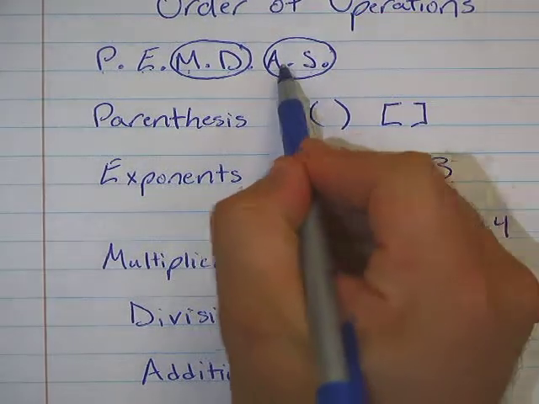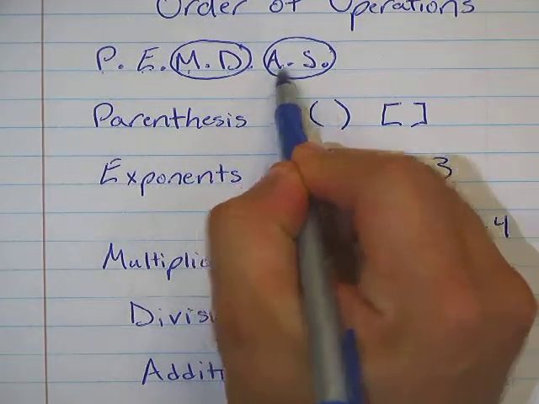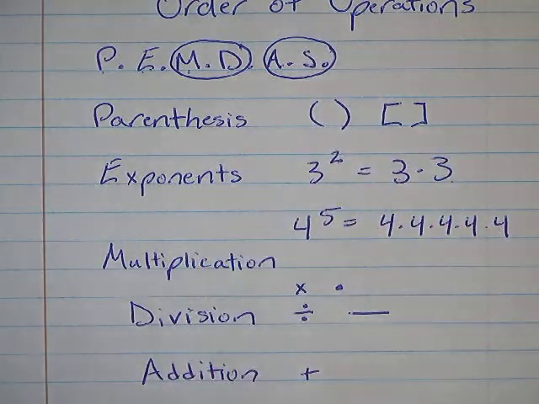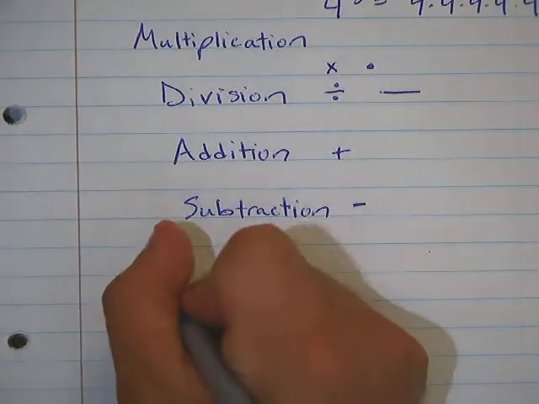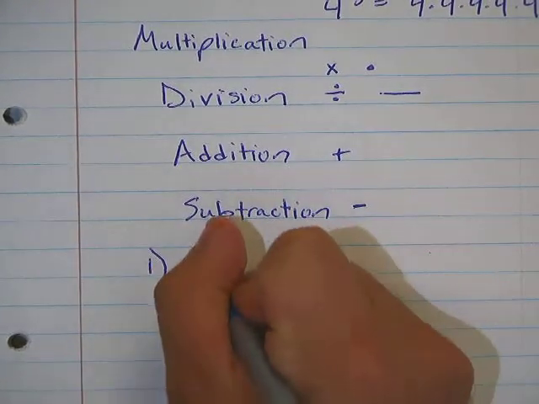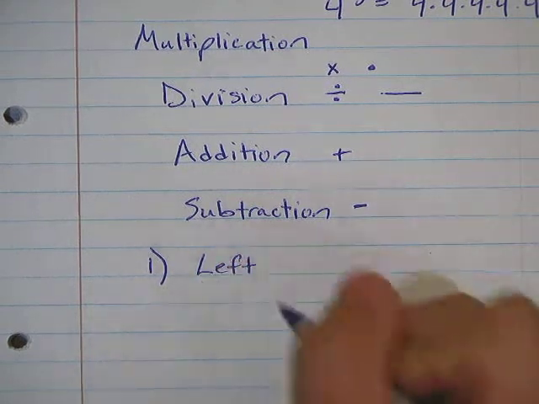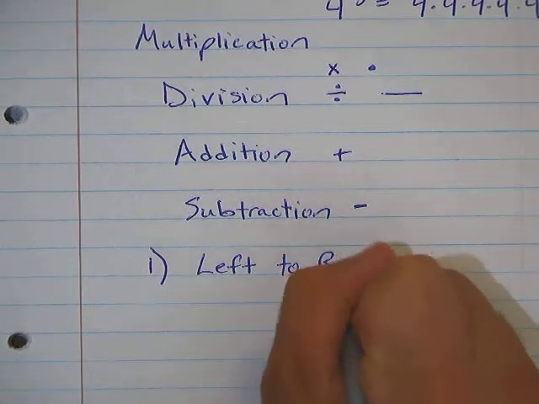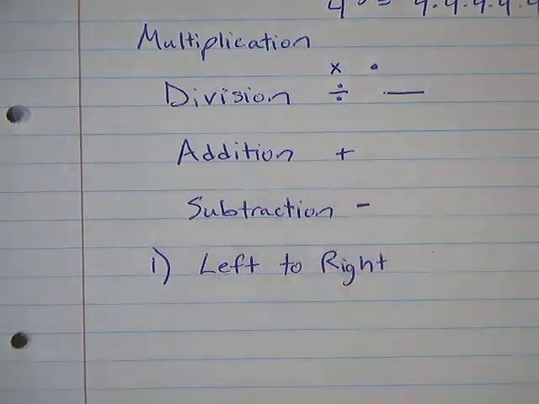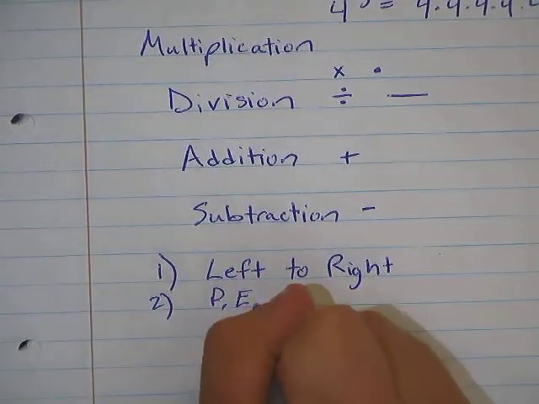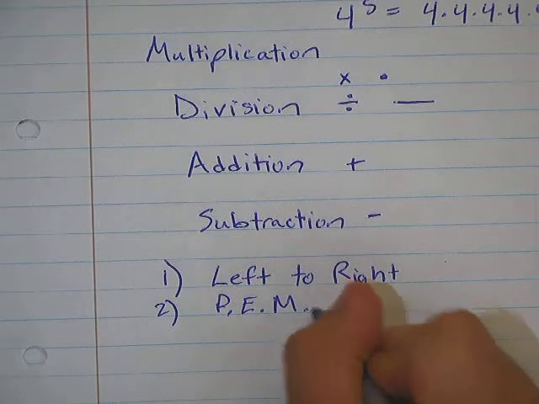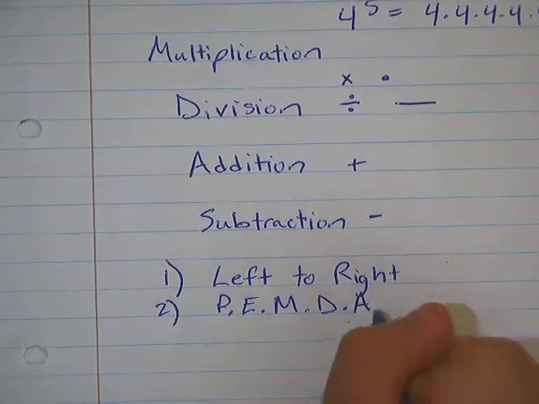Next, I want you to put a circle around the A and the S. Similarly, the addition and the subtraction actually occur at the same time. So, whenever you are working your order of operations, you are always going to go from left to right, and we are going to follow PEMDAS as our order.